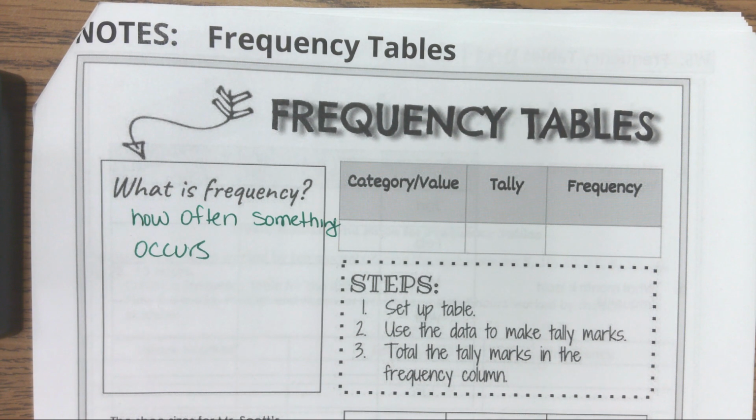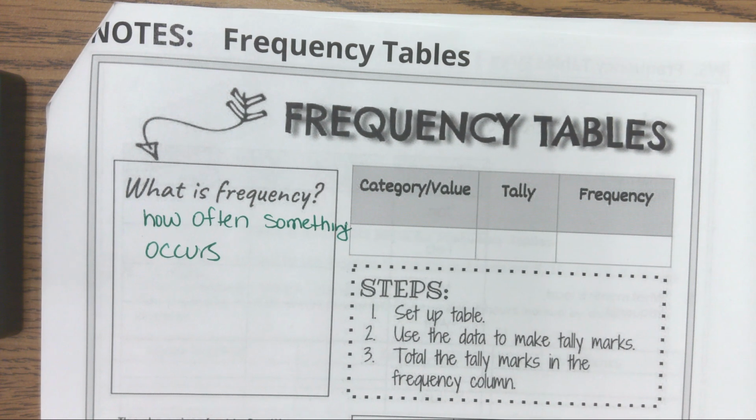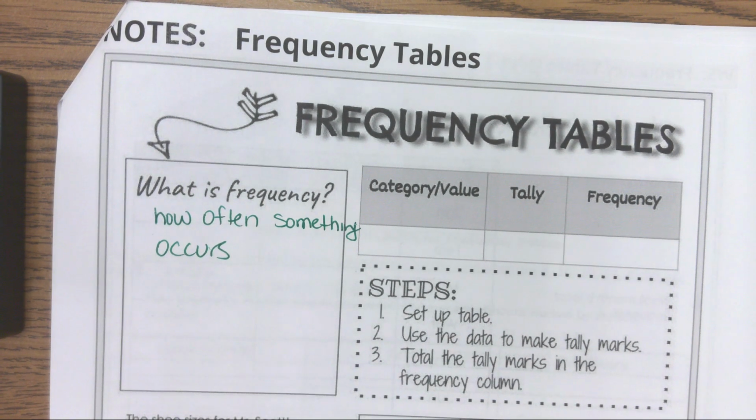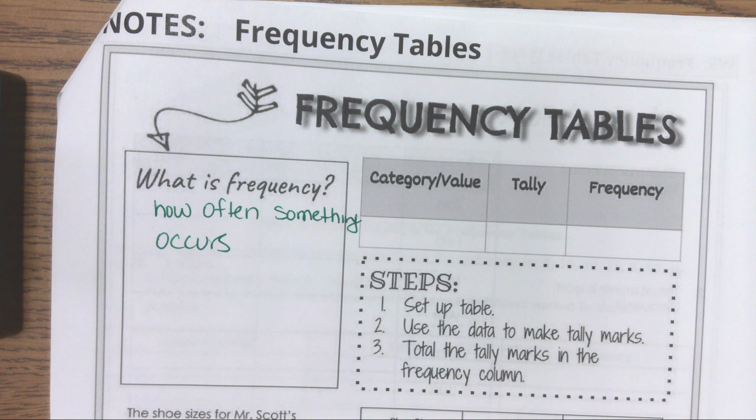And so today when we're doing a frequency table, we're going to have a category which is going to be numbers. Sometimes it will be other things. Like the example I used before: if you were to survey the teachers in the school on what color car they drove, then you could put a color into the category. So anything really can go into the category.